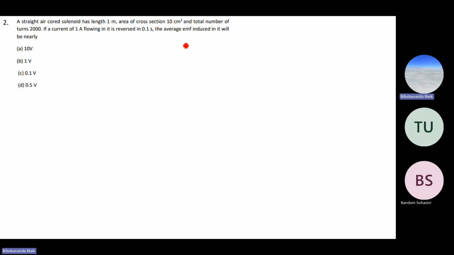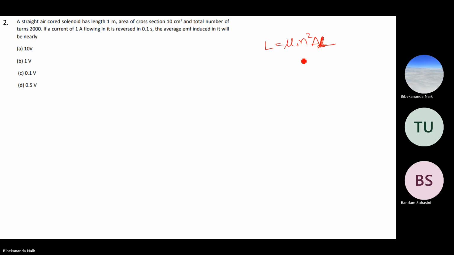So we just discussed that the self-inductance of the coil is given by L is equal to mu 0 N square, sorry, mu 0 N square. This is per unit length, so the total solenoid will be into L. This is the length. Suppose it is small L.